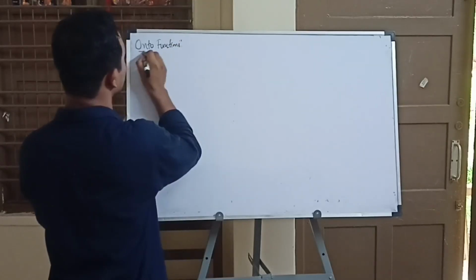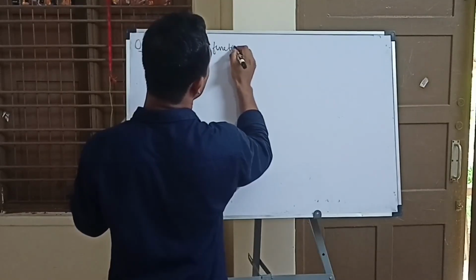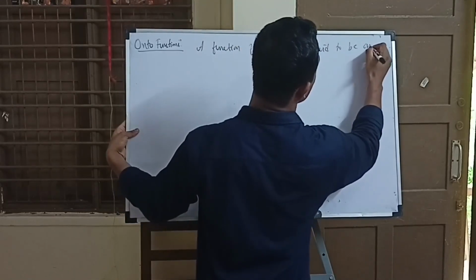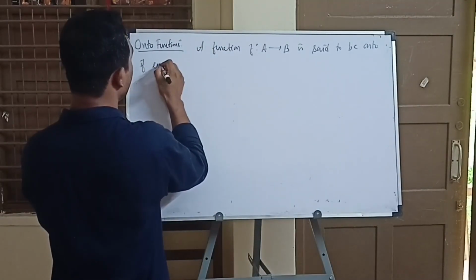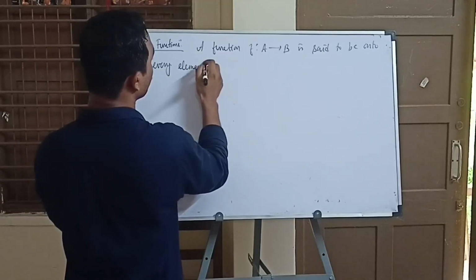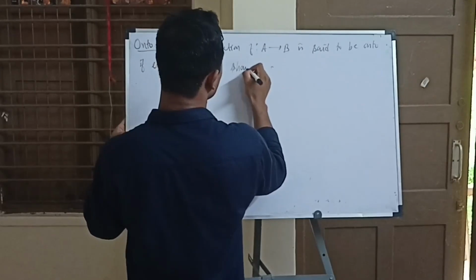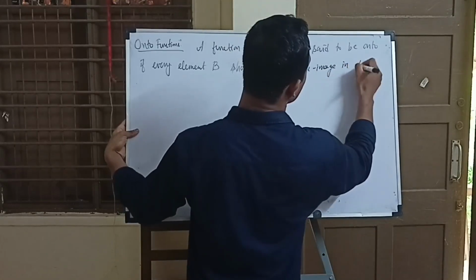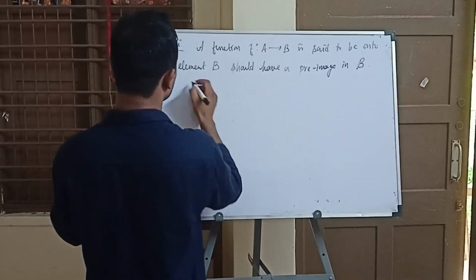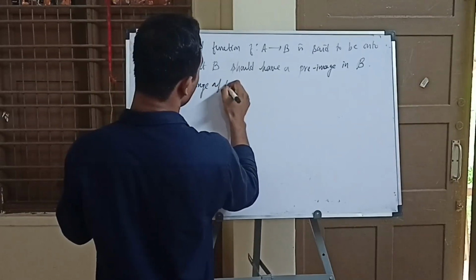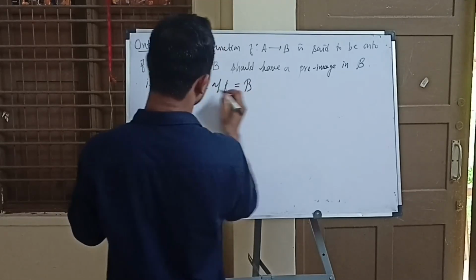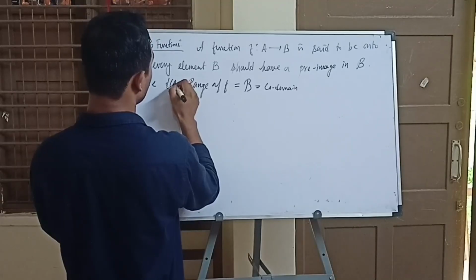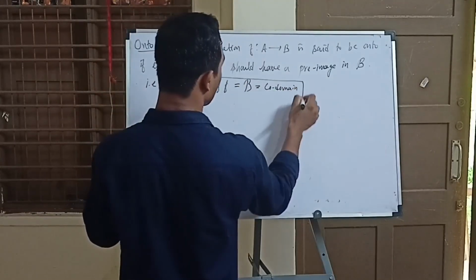Onto functions. A function f from A to B is said to be onto if every element of B has a pre-image in A. Mathematically, the range of f is the codomain B. This is the codomain, correct? It is the range of f is the codomain.